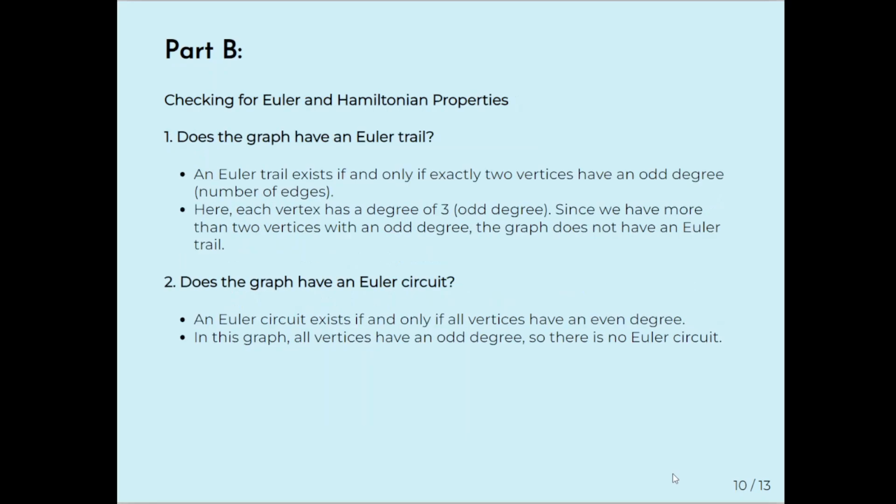So here each vertex has a degree of 3, odd degree. Since we have more than two vertices with an odd degree, the graph does not have an Eulerian trail, an Euler trail. Does the graph have an Euler circuit? Well, an Euler circuit exists if and only if all of the vertices have an even degree, and in this case, that's not the case because they all have an odd degree. So there's no Euler circuit.